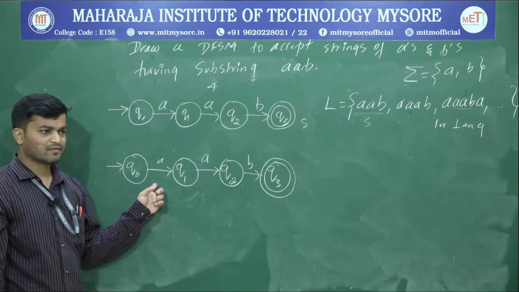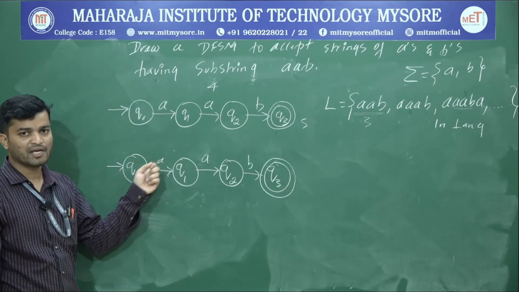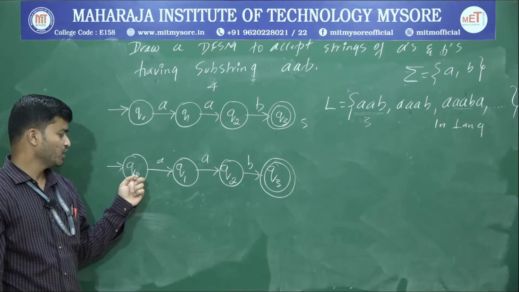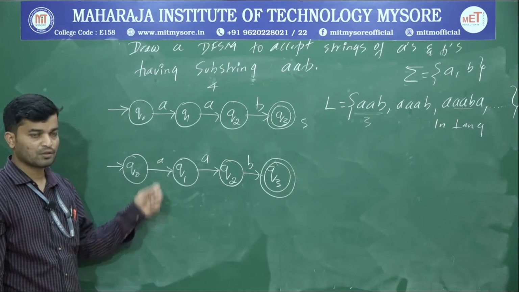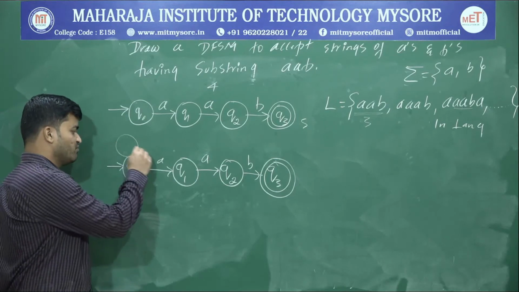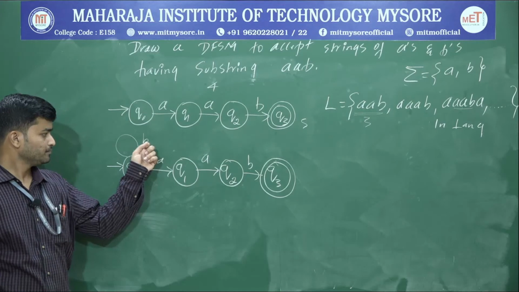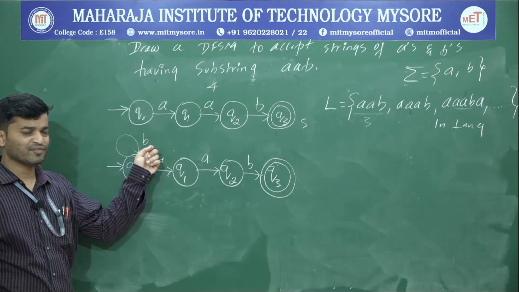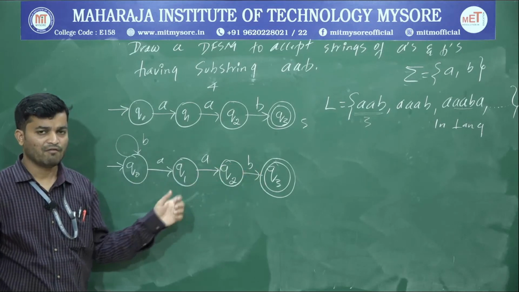Next, observe sigma. Sigma is just A comma B. From each state there should be a path for A as well as B. So if you go with Q0, there is a path for A. Now to build a path for B, what's the first option? Loop upon B. If I write a loop upon B, I'll get n number of B's followed by A, B. That's a valid string.